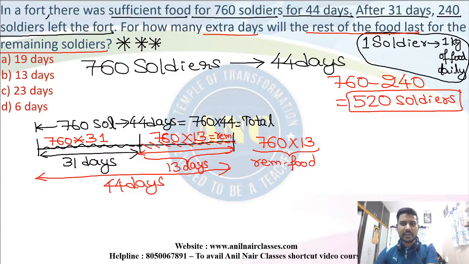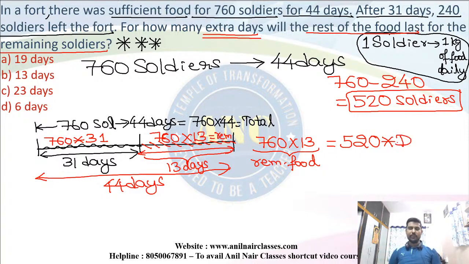But whom should complete this remaining food right now? These 520 soldiers should complete it. 520 soldiers will eat 520 kgs in one day. And they will do it for how many days? That we don't know. That is the question. How many extra days? They will do it for D number of days, for example.